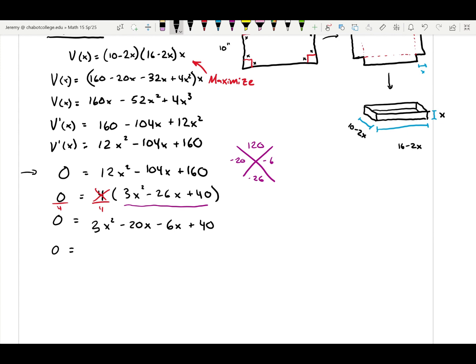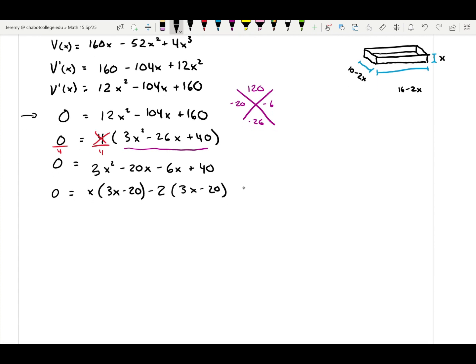I'll pull out the greatest common factor between these first two, which is just x. Then I'll have 3x minus 20. Greatest common factor between the last two terms is going to be negative 2. And I'll have 3x minus 20 again. I got those matching factors there, so I'm happy about that. I can pull that out. I get 3x minus 20 times x minus 2.